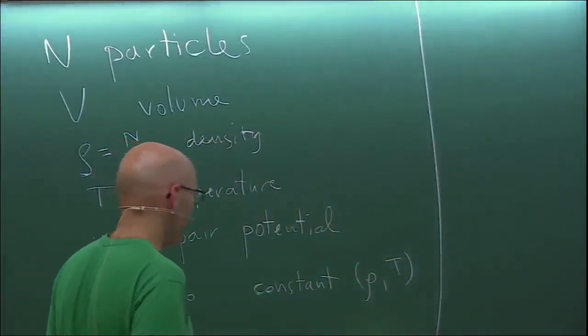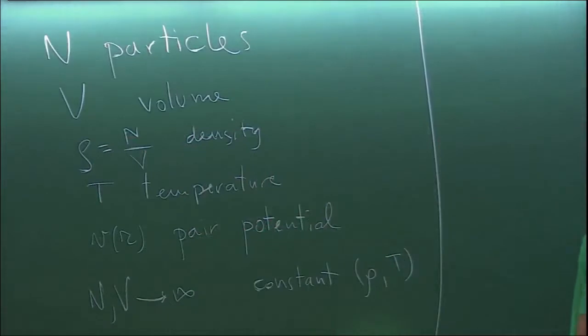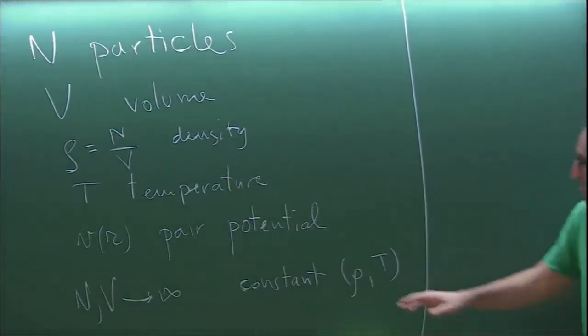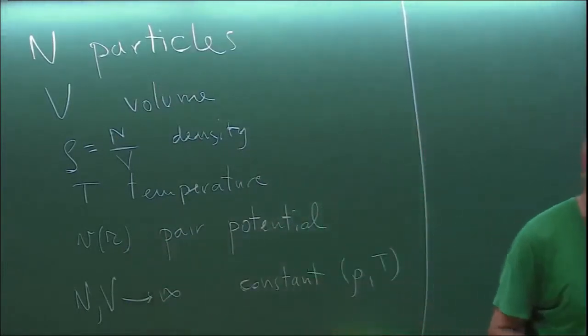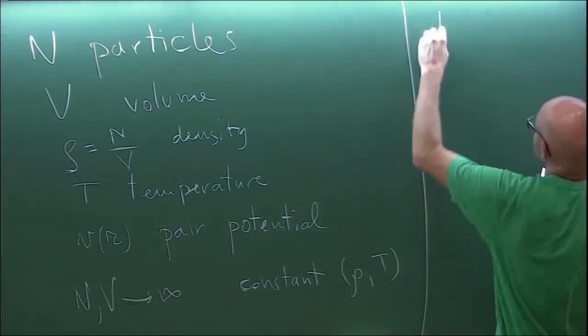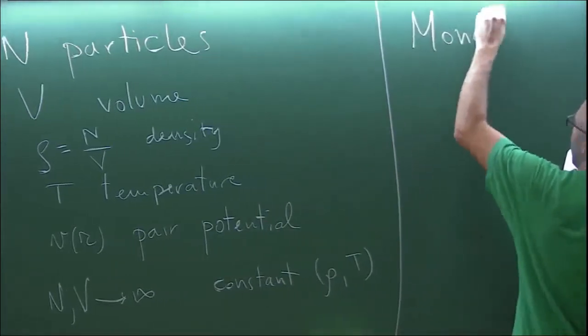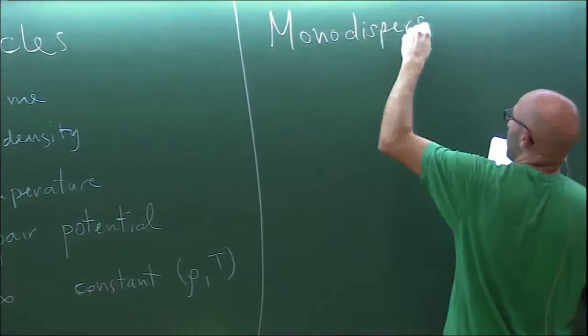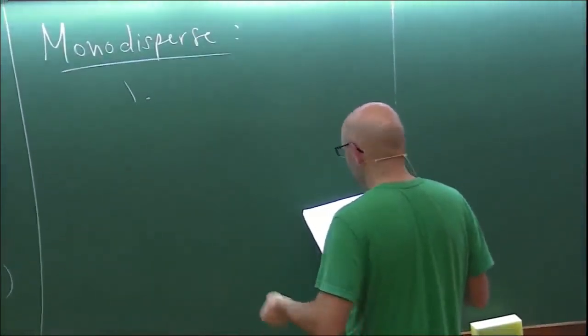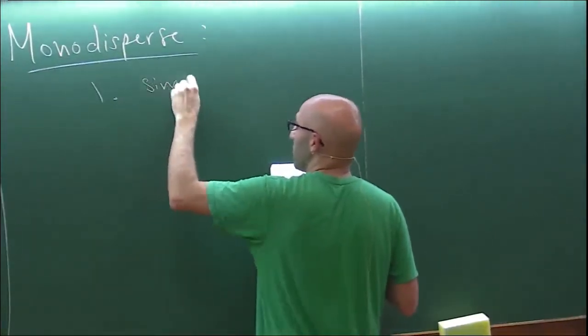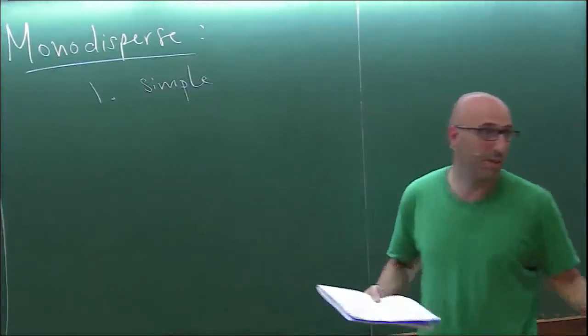And I will consider identical particles. So all the particles will be identical and the pair potential will be the same for all pairs. I think you have been told that if you do that, you don't get the glass, it will crystallize. And that's true. But still, I will insist on monodisperse for 3 reasons. The first one is that it's simple.